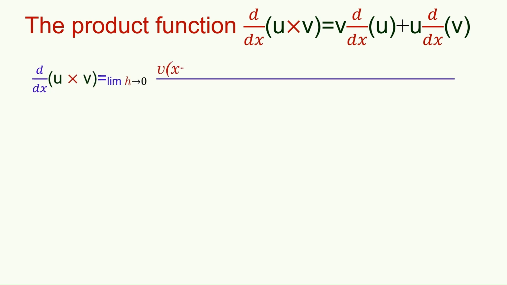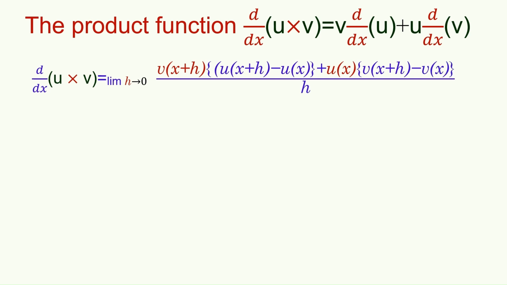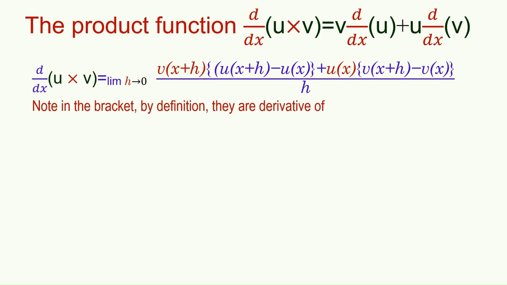d/dx of u times v equals limit h tends to 0 of [v(x+h) times u(x+h) minus u(x) plus u(x) times v(x+h) minus v(x)] divided by h. Note in the bracket, by definition, they are the derivatives of u and v.